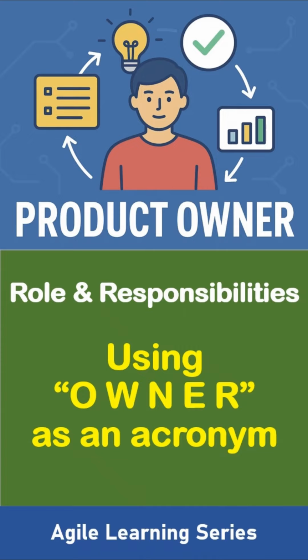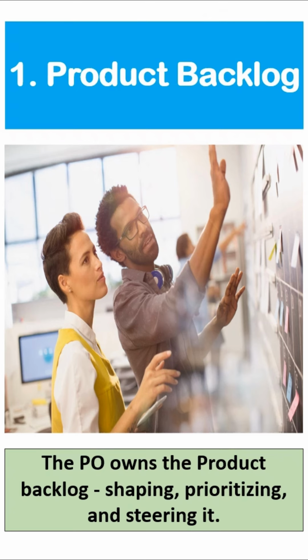So let us start. So the very first responsibility of a product owner is product backlog. So product owner is accountable for product backlog. The PO owns the backlog, manages the backlog, shaping it, prioritizing it, and steering it.